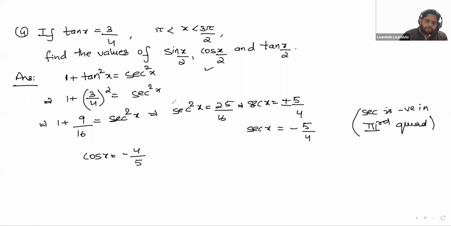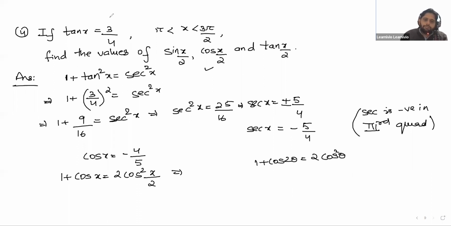Now we will start with cos x by 2. So what's the formula? If we have cos x, 1 plus cos x will become 2 cos square x by 2. We will check this formula: 1 plus cos 2 theta is 2 cos squared theta. The angle becomes half, so if here we have x, this becomes x by 2. Okay, sir.